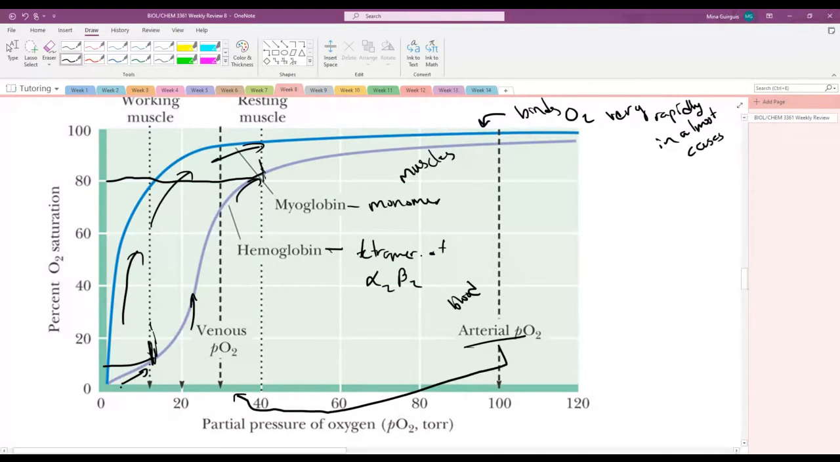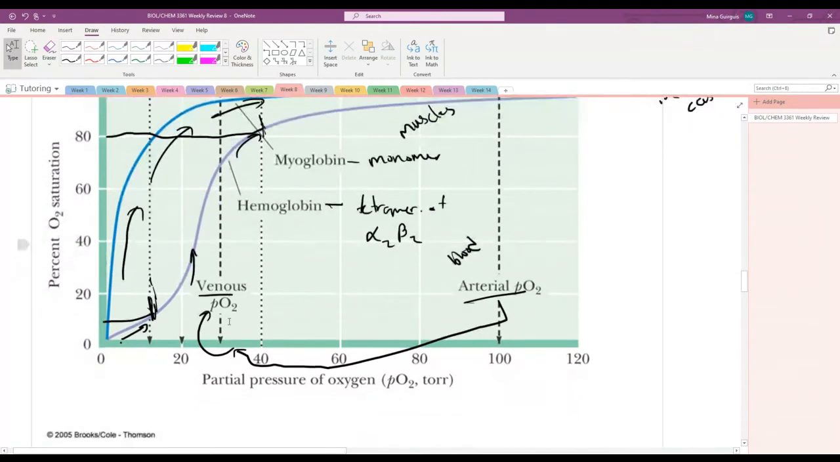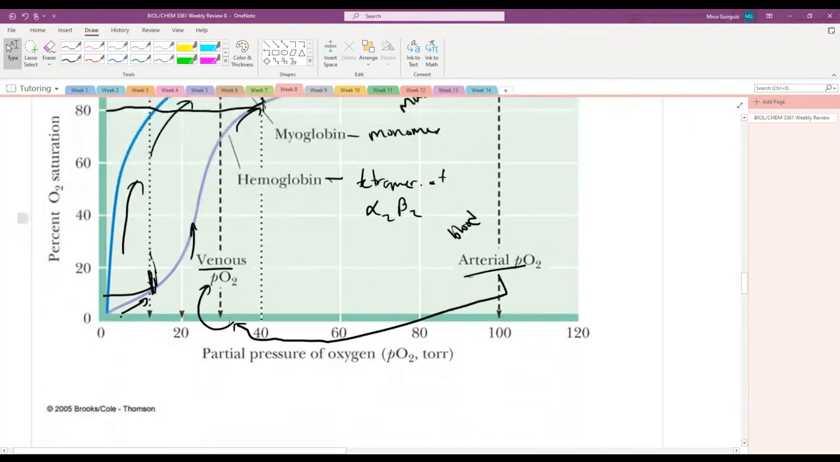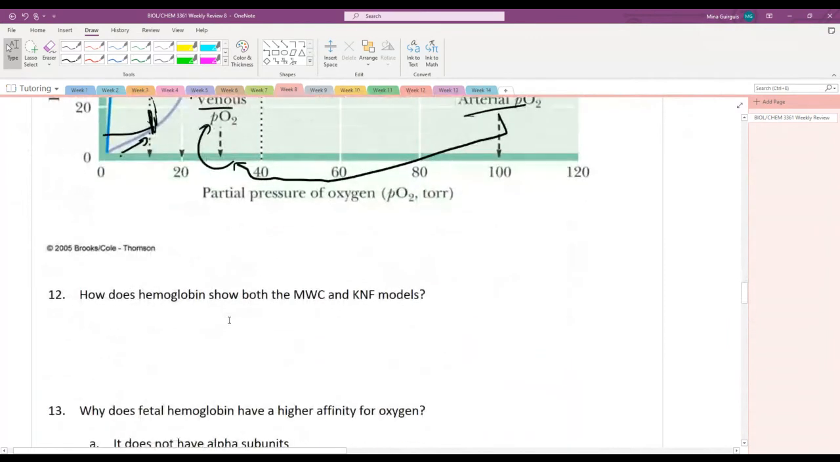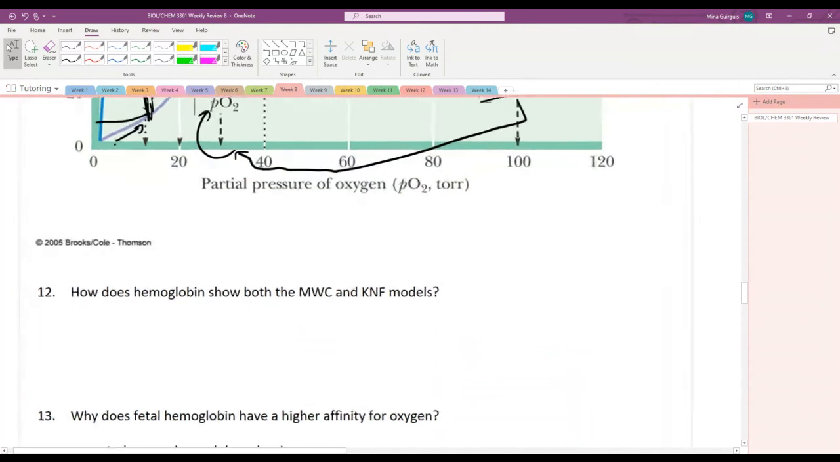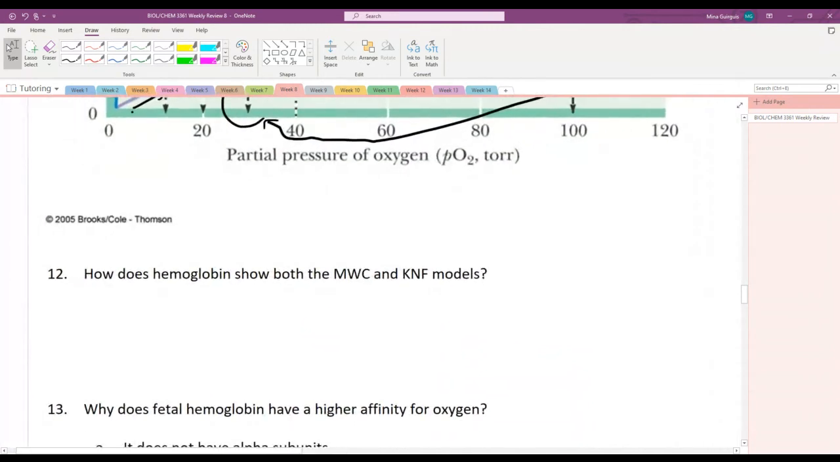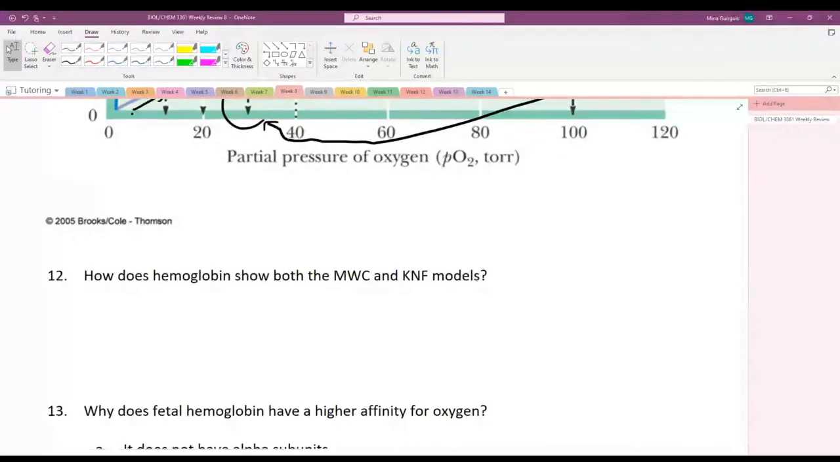And then in the veins, now that it's traveled to the muscles, it's going to travel to the veins. Some's bound, some's not, not a huge deal. But then it travels back to the arteries and it picks it up, right? That's kind of how it works. So hemoglobin is the protein that really does show both the MWC and KNF binding pattern, I guess is the word I'm going to use.